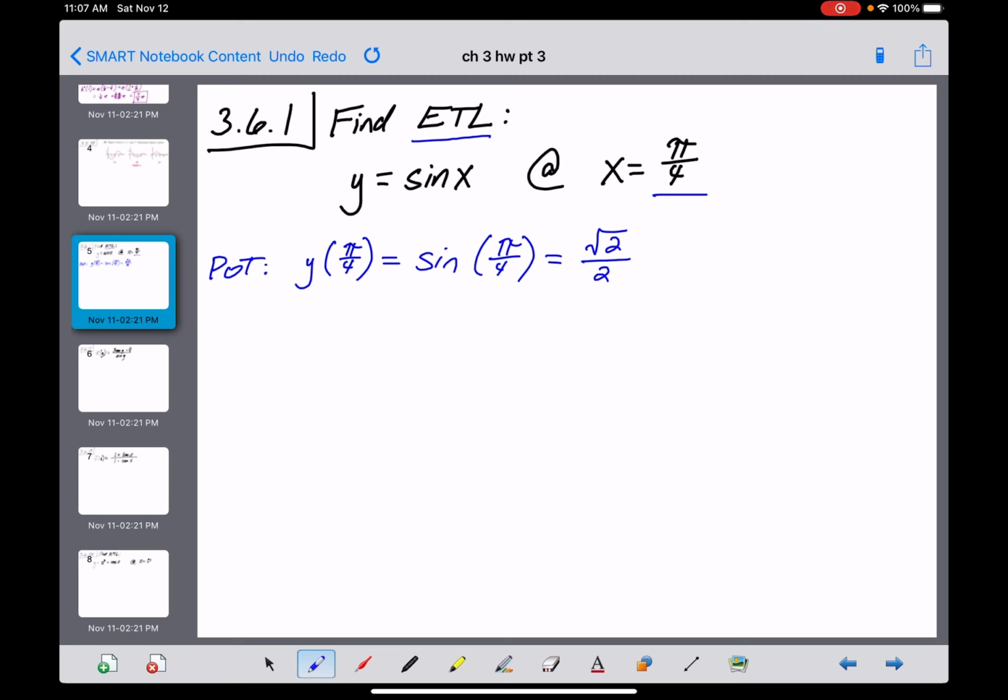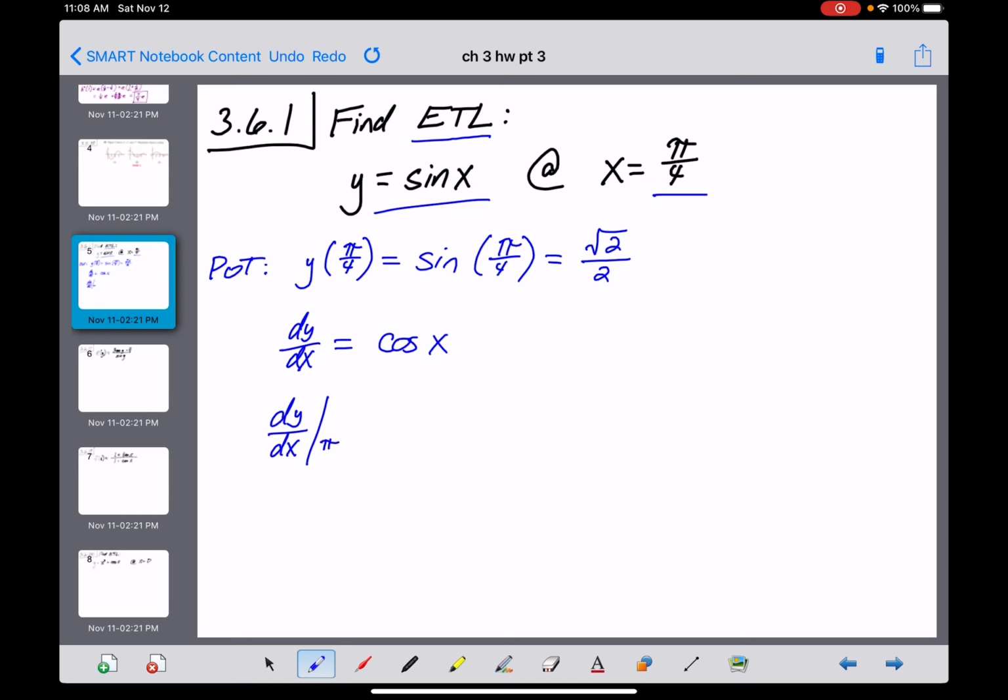Now, for the slope of the tangent, we're going to need our derivative. So we're going to have to find the derivative of y with respect to x first, and hopefully we've got this one down, that the derivative of sine of x is simply cosine of x. So then, we're going to find the slope of our tangent by taking our derivative, dy/dx, and evaluating that now at pi over 4 here.